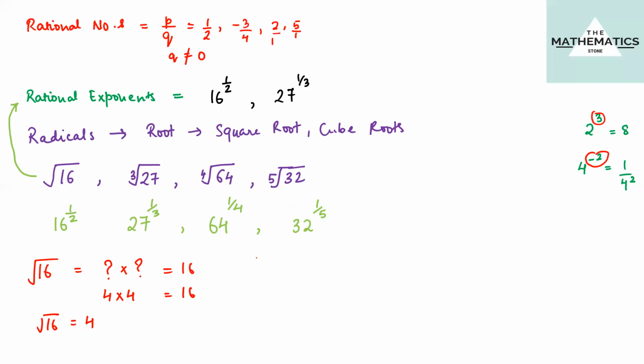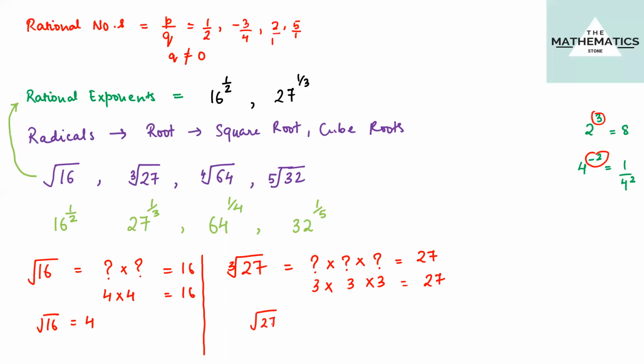Now, what about cube root of 27? Cube root of 27. So you want to find out a number which you multiply by itself 3 times so you get 27. This is sort of like a riddle, right? So you know that if you multiply 3 three times, we get 27. So cube root of 27 is 3. Yes, as simple as that. Okay.